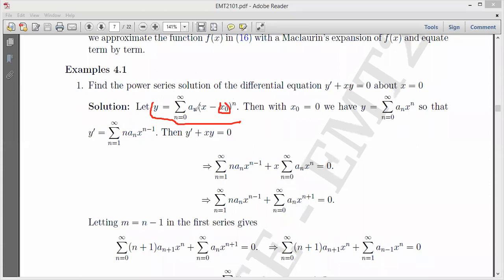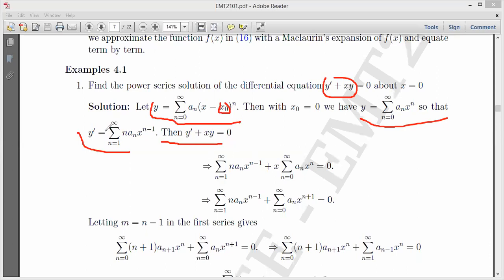This being 0, we ended up with this one here, which was y equals the summation from n equal to 0 to infinity of that. Then we differentiated this once, and we got this one here. After getting this, we substituted into this one here. So on substitution, this is y prime. We are substituting directly into that one there.